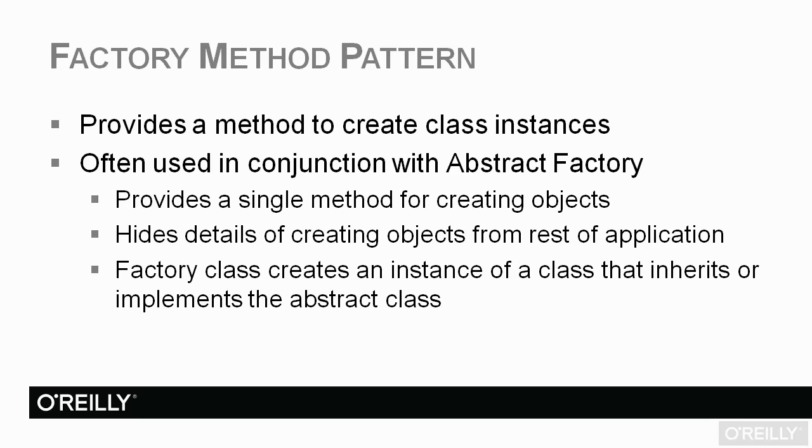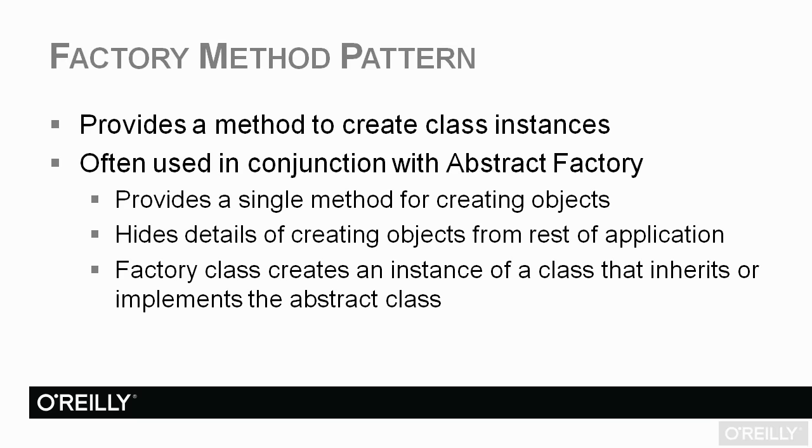So we use this a lot with the abstract factory, and it provides us a nice single method for creating those applications. And again, it hides the details of creating objects from the rest of the application. And we did a similar kind of thing with the builder pattern. And in fact, when we get through this, you may see how you could use the abstract factory, the builder, and the factory method all in conjunction with each other to create a lot of different types of classes that have complicated construction methods.